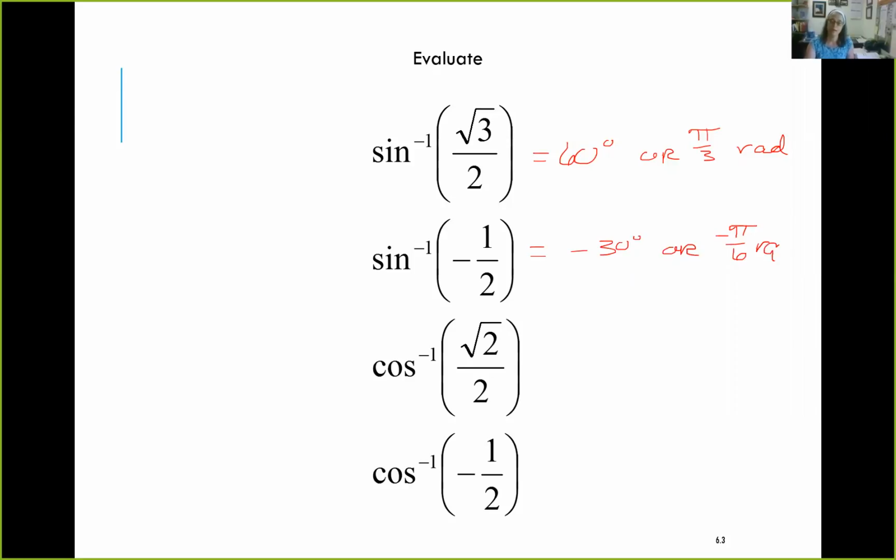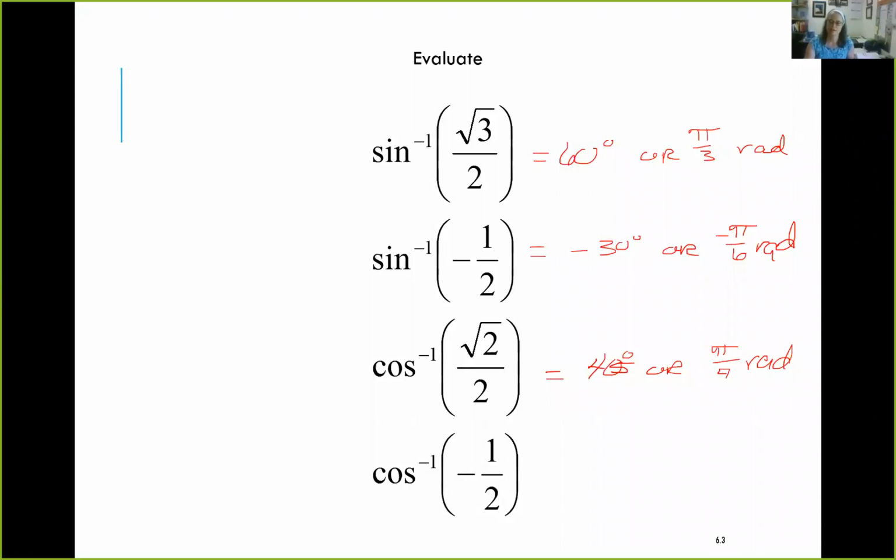Okay, what angle has cosine square root 2 over 2? That's 45 degrees, sorry. Or pi over 4 radians.